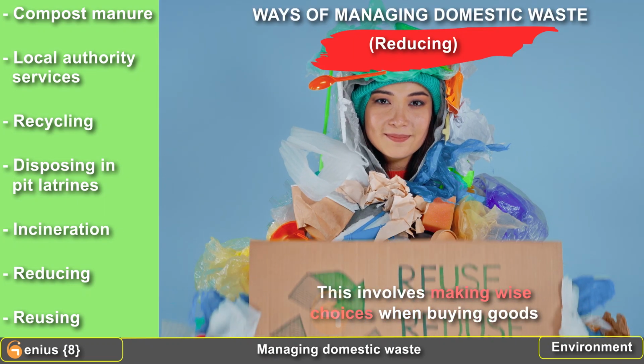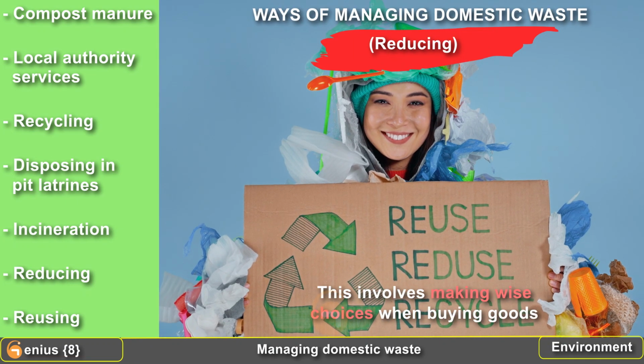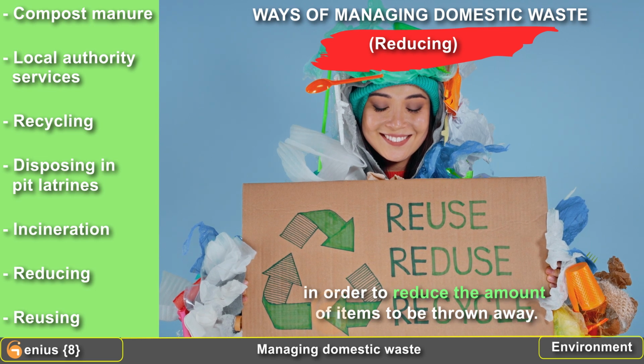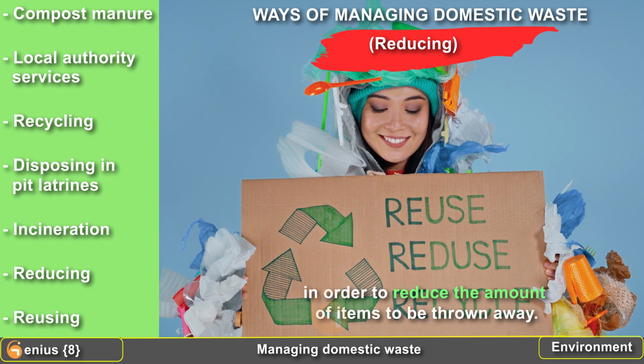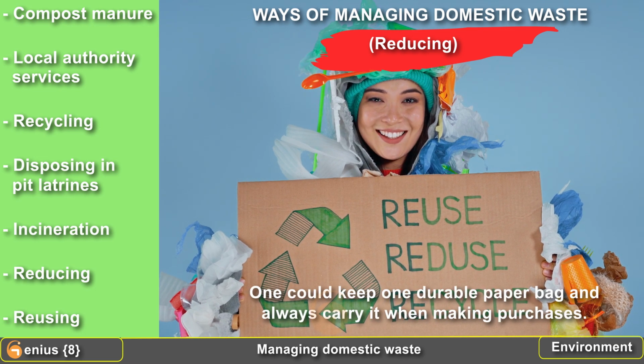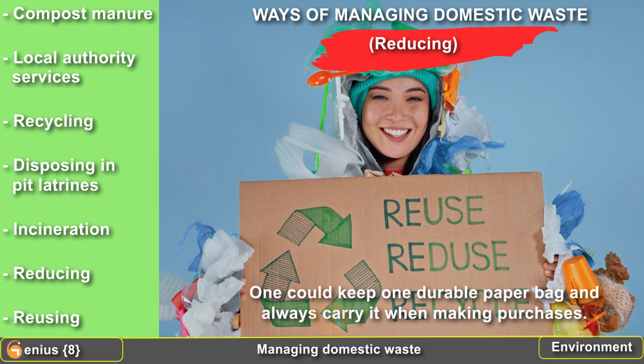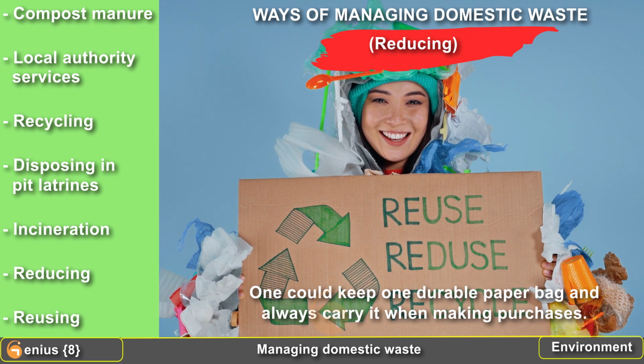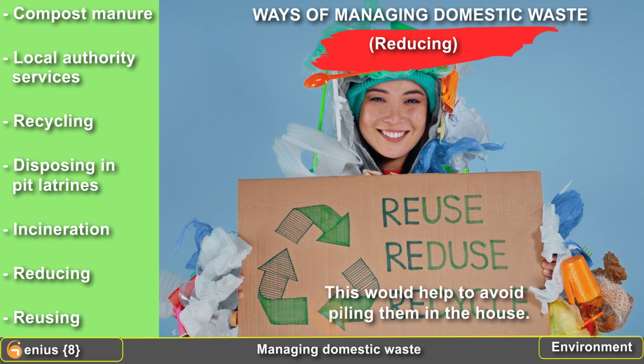Reducing. This involves making wise choices when buying goods in order to reduce the amount of items to be thrown away. One could keep one durable paper bag and always carry it when making purchases. This would help to avoid piling them in the house.